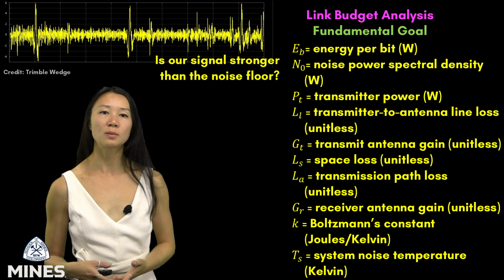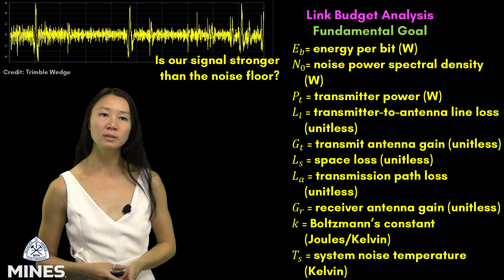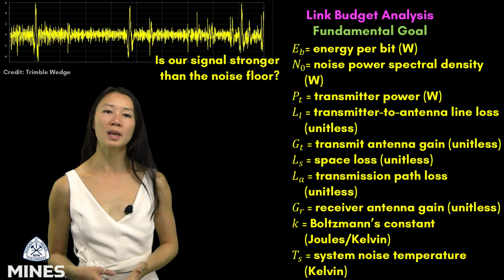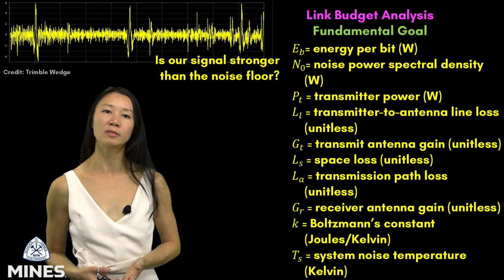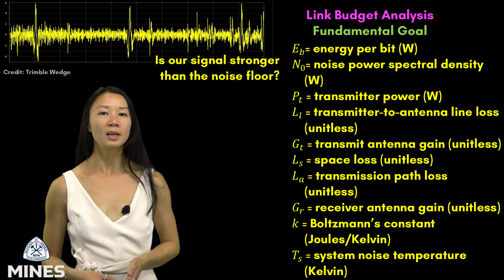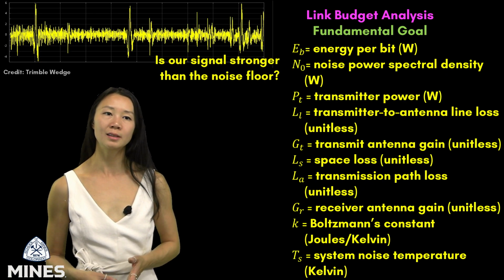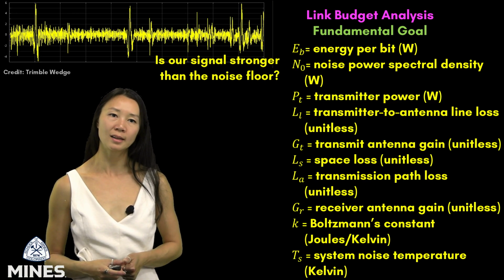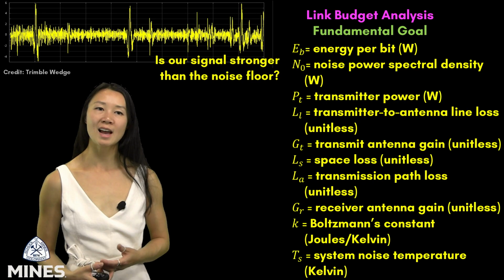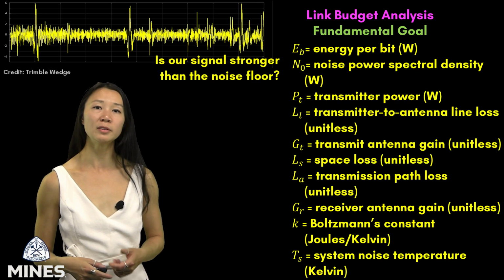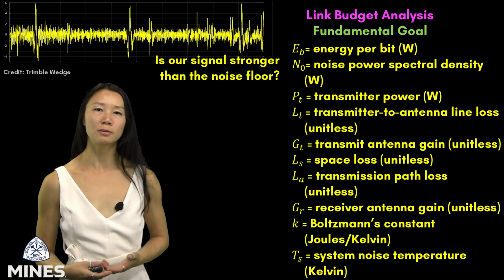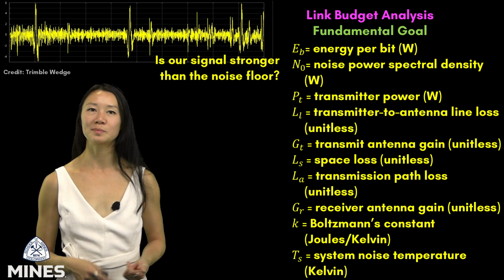Eb over N naught is a way of quantifying how distinguishable these peaks are from the noise. It tells us, are the bits we care about actually visible above the random fluctuations of noise? If the signal sits clearly above the noise, like in this plot, then Eb over N naught is high, and our receiver can confidently detect and decode that data. But if those peaks start getting lost in the noise, the link won't close. Errors go up. Communication breaks down.